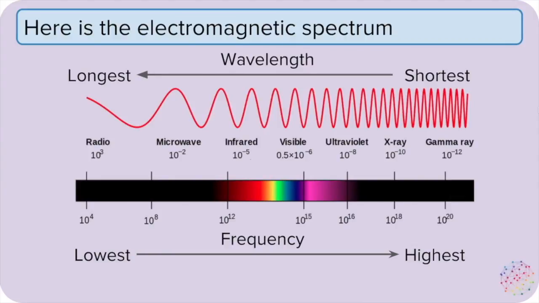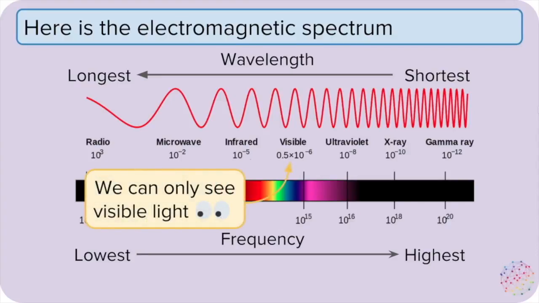So from the left-hand side, we go from radio waves up to microwaves, then infrared radiation, through to the visible light, which is between red and violet, then ultraviolet waves, and finally the highest frequency of X-ray and gamma rays. Remember that the human eye can only detect visible light. The wavelength of visible light ranges from about 350 nanometers to about 650 nanometers.